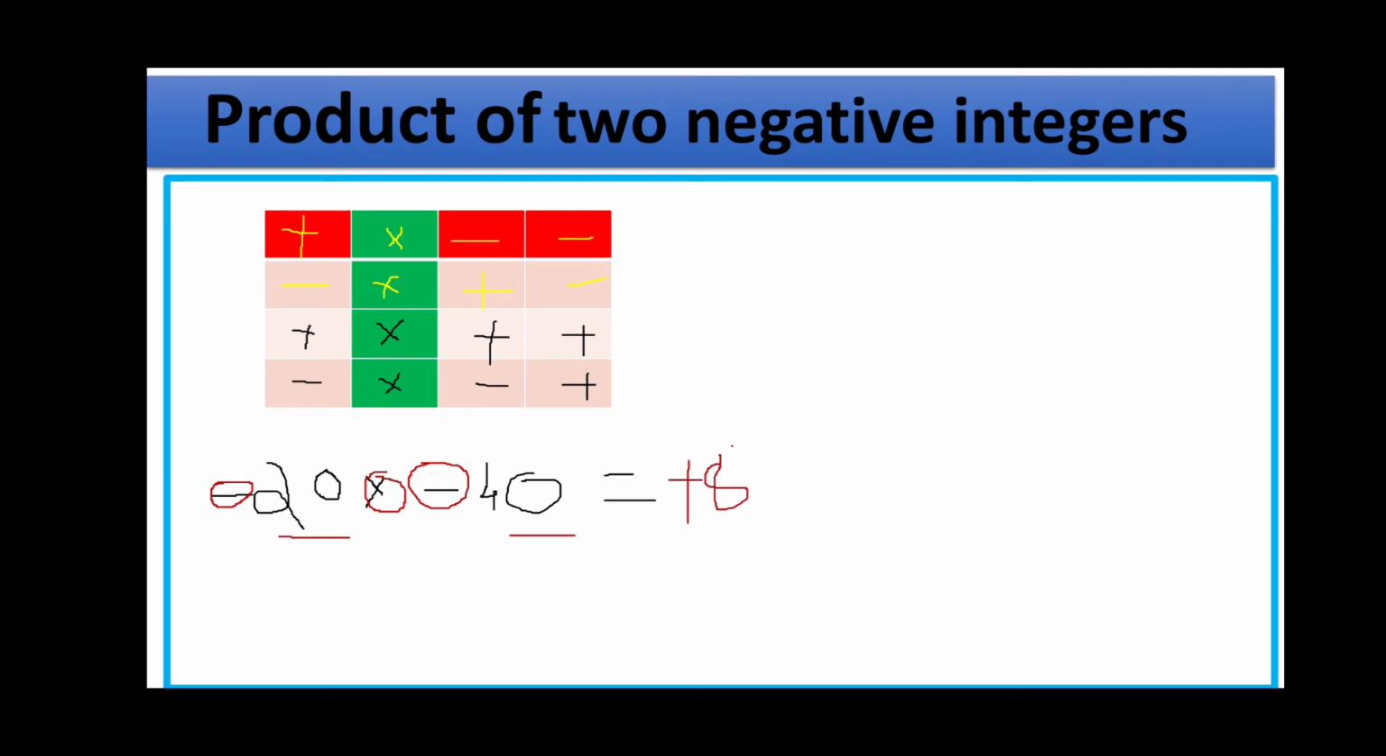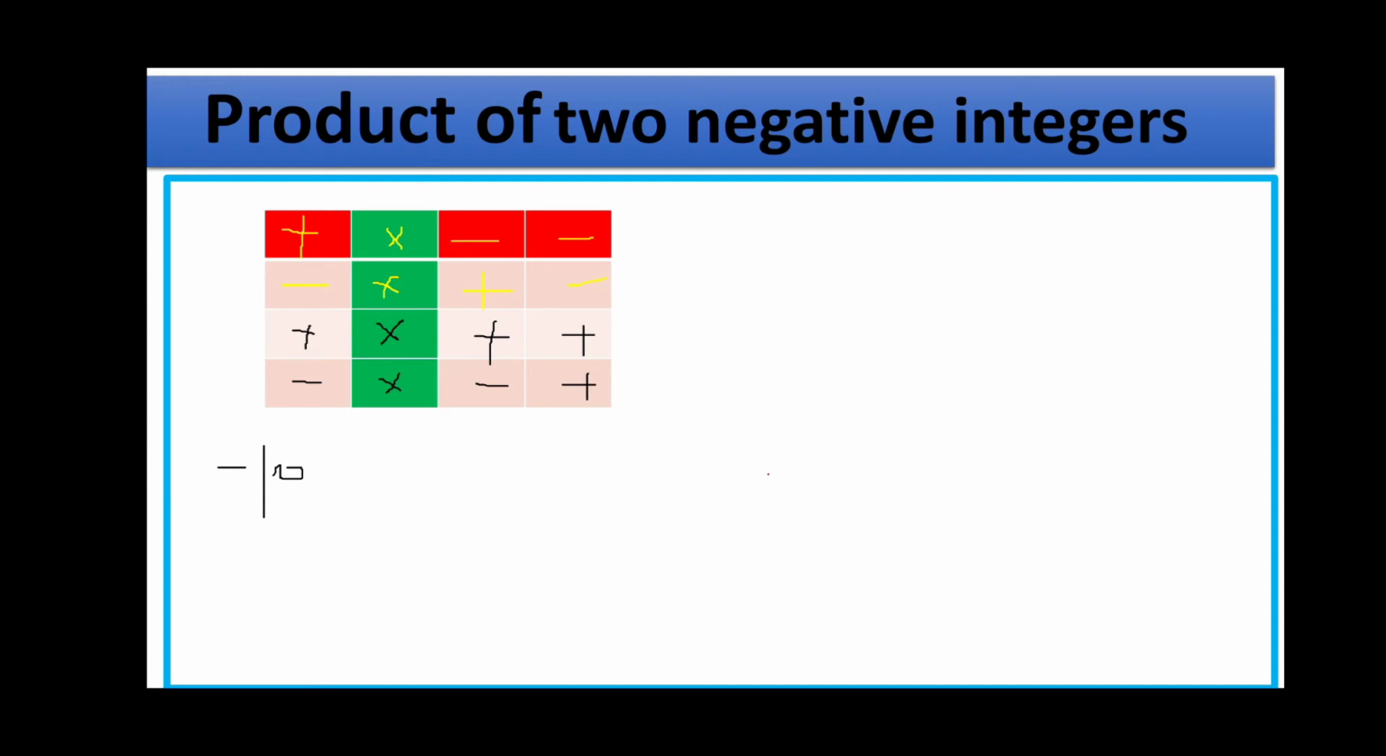And no need of mentioning plus before the number. Here we are representing it because it will be easy for you to identify. Now let us see one more example. Here we are taking only two negative integers according to our title, that is product of two negative integers.